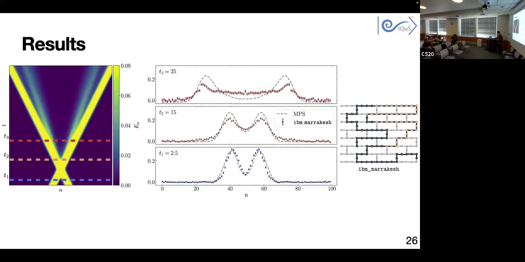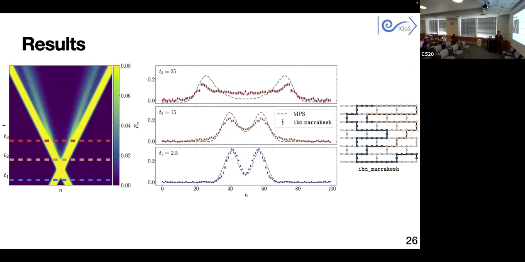So here I'm going to show some of the results from the quantum simulations that we've done on the IBM quantum computer, IBM Marrakesh. On the left, I'm showing the same matrix product state simulation that I was showing earlier. And I've highlighted 3 simulation times that we have data from the quantum computer for. Here I'm plotting the energy density as a function of the position on the lattice. And this bottom plot in the middle shows the state directly before the collision.